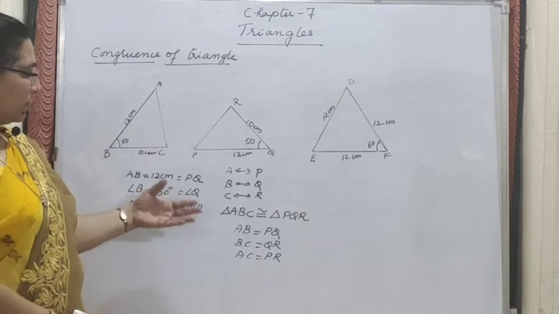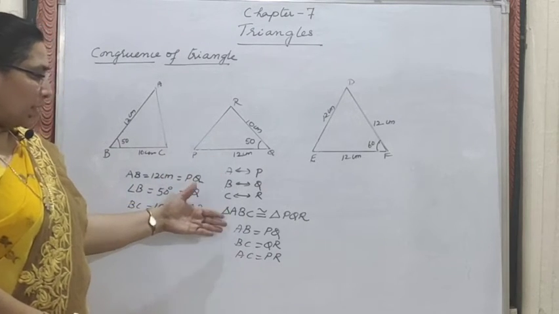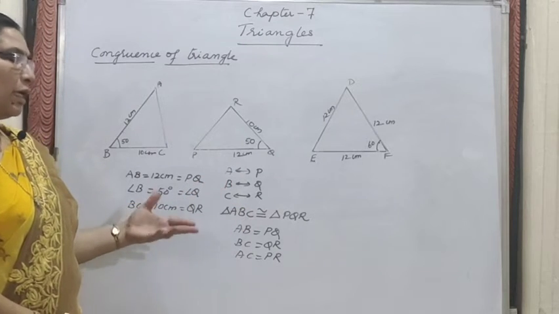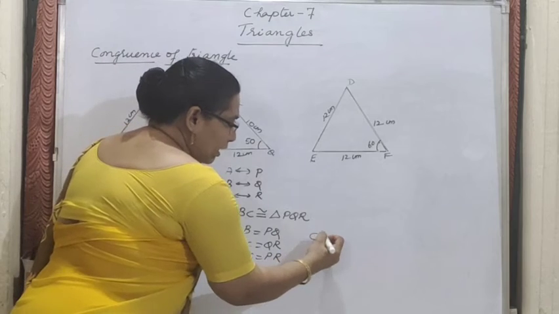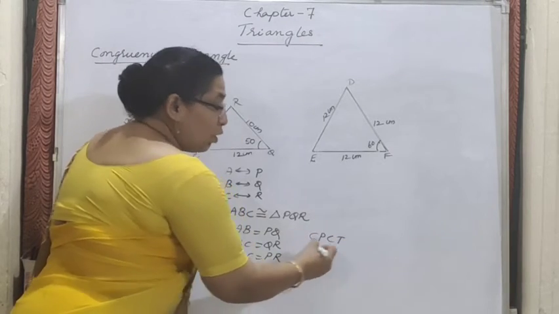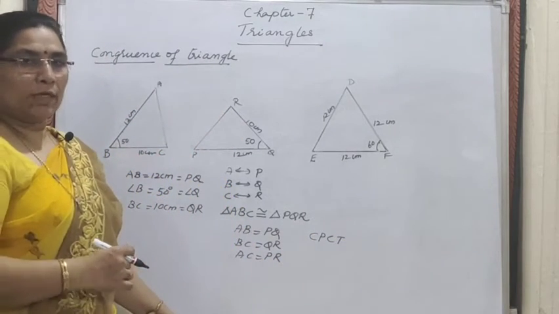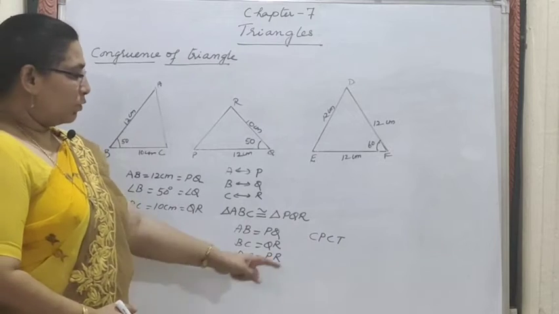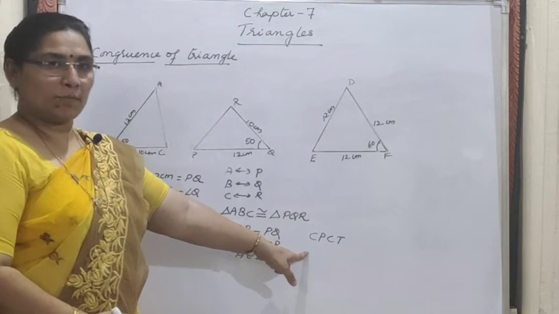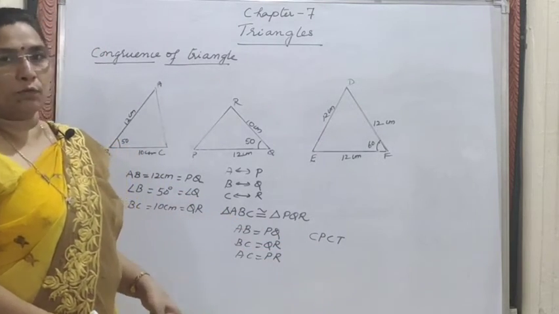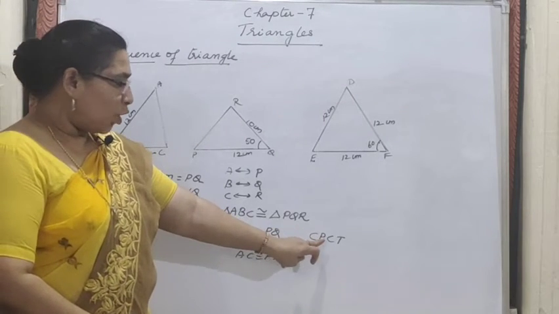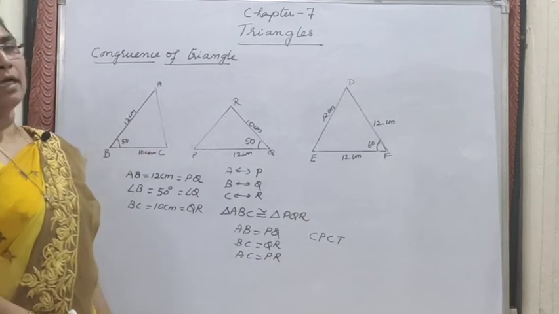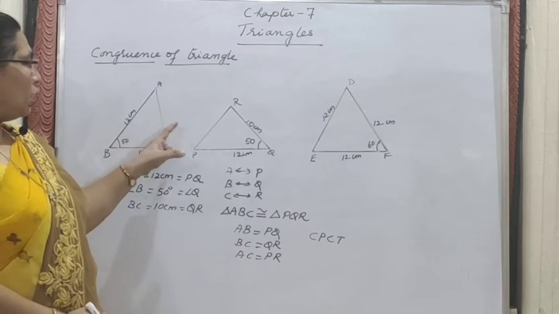Now if these are the criteria, once the congruency is proved, the remaining parts we will write by CPCT only. Right? What is the criteria of the CPCT? Once the congruency is proved, then the remaining parts we can use by CPCT. This statement, these parts you can understand while doing the problems, but the full form of this one is corresponding parts of congruent triangles.